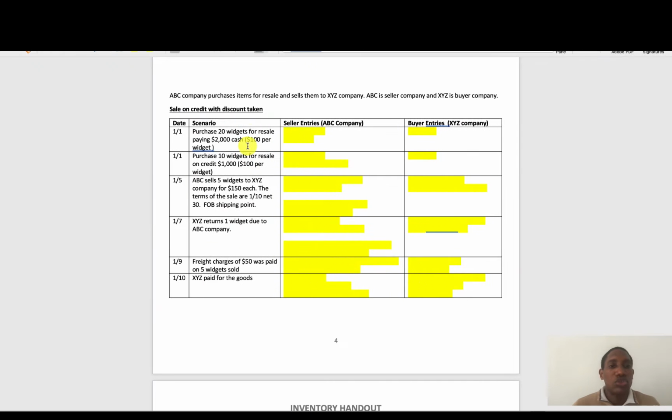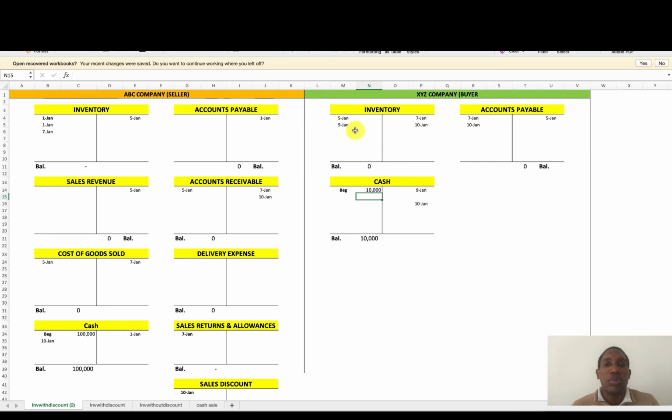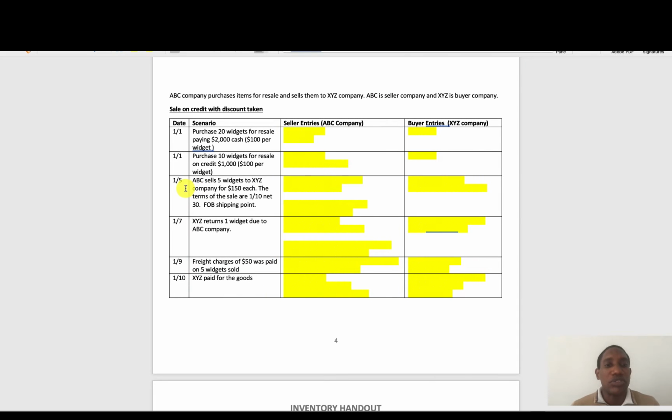So we're going to go through the journal entries and post those journal entries to the ledger, and you'll see the impact of that. So you should become familiar with these accounts: inventory, accounts payable, sales revenue, accounts receivable, cost of goods sold, delivery expense, sales returns and allowances, sales discounts, etc. So we're going to use these T accounts, and here for the buyer, we're going to use these T accounts, and we're going to see the impact for these items. And you may want to go through this video, at least for the first time, slowly, because some of the things may be new to you.